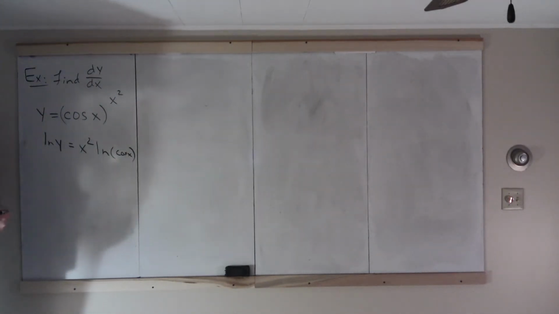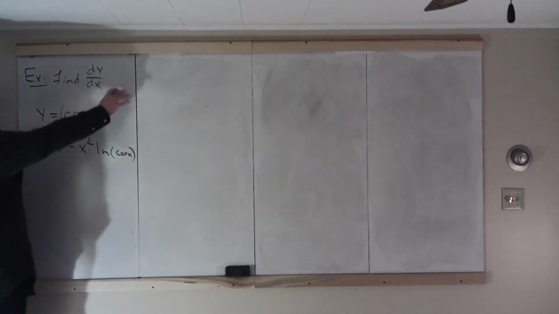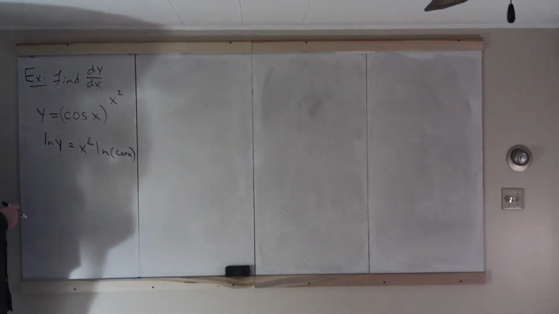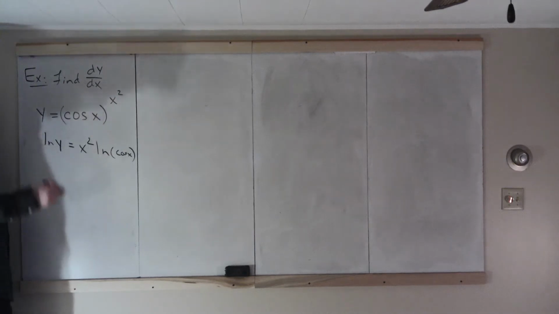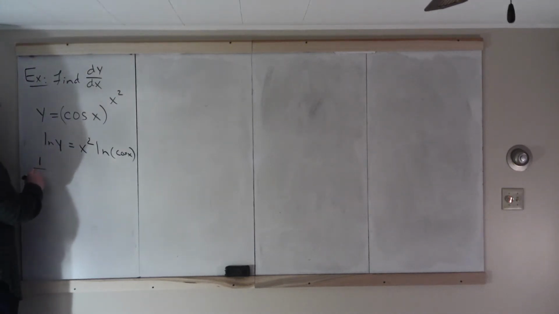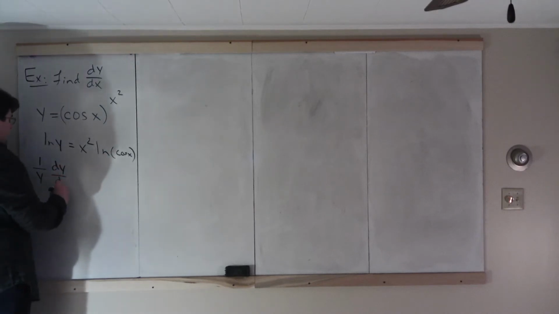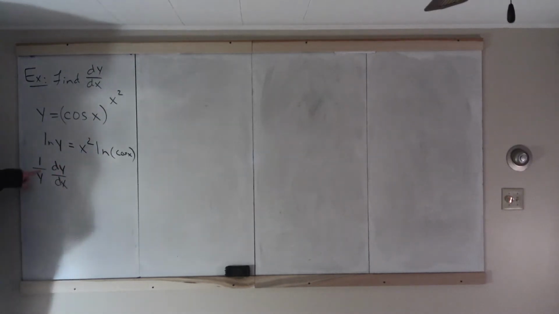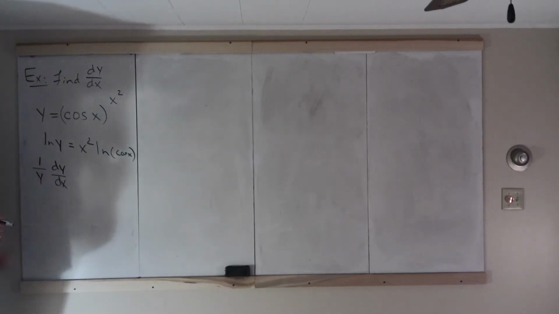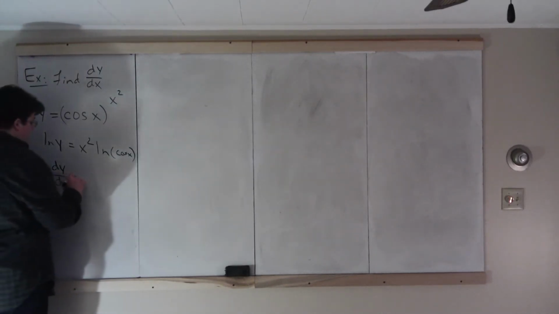Logarithm of the left, log y. Logarithm of the right, this x squared comes out front, so you get x squared log cosine x. Differentiate implicitly. 1 over y. Chain rule throws a dy dx here. This does not equal dy over y dx. Remember, this is not actually a fraction. And what do we get over here?